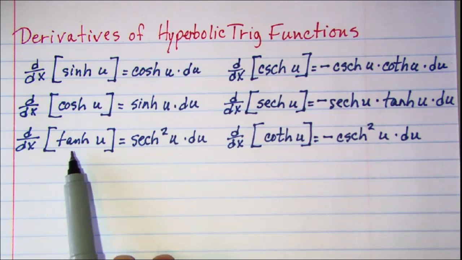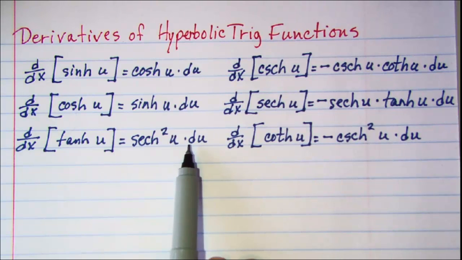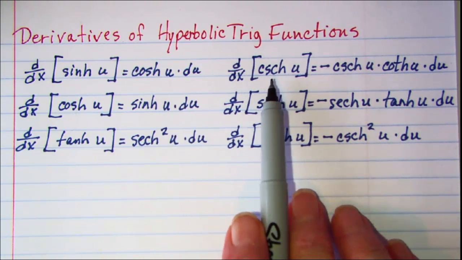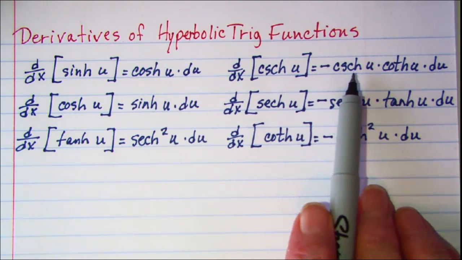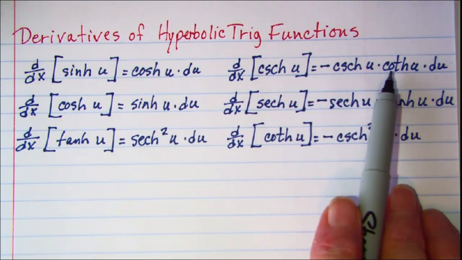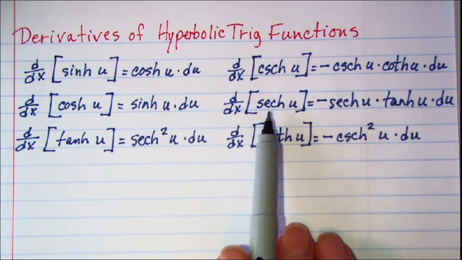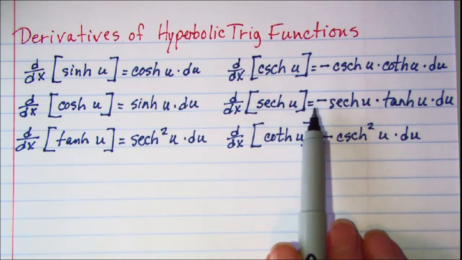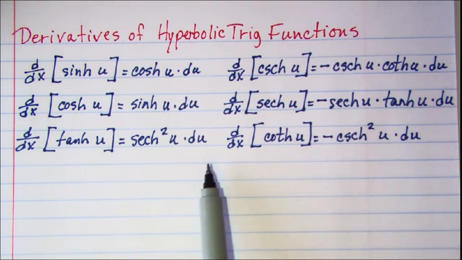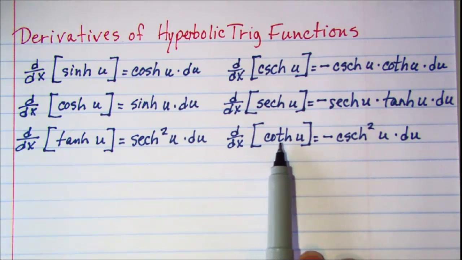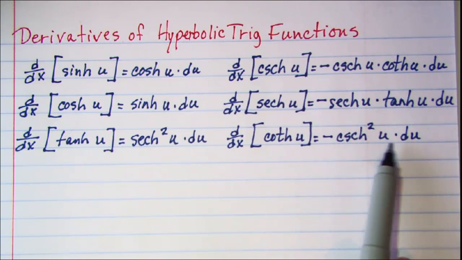The derivative of the hyperbolic tangent of u is the hyperbolic secant squared of u du. The derivative of the hyperbolic cosecant of u is a negative hyperbolic cosecant u times hyperbolic tangent u du. The derivative of the hyperbolic secant u is a negative hyperbolic secant u times hyperbolic tangent u du, and the derivative of the hyperbolic cotangent of u is a negative hyperbolic cosecant squared u du.